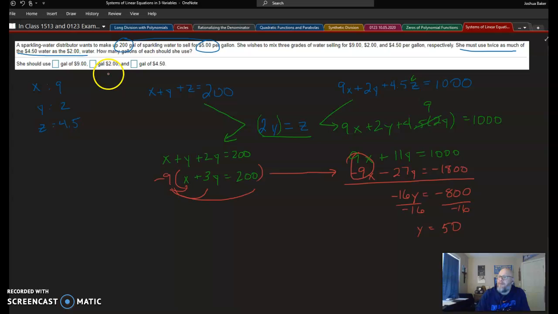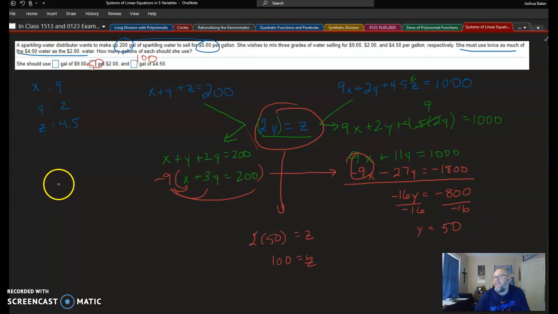Okay, so that means that I want to use 50 gallons of the $2 water. Okay, so now we're going to use this. So if I use 50 gallons of the $2 water, how much of the $4.50 water am I going to use? So that would be 100. So 100 of the $4.50.